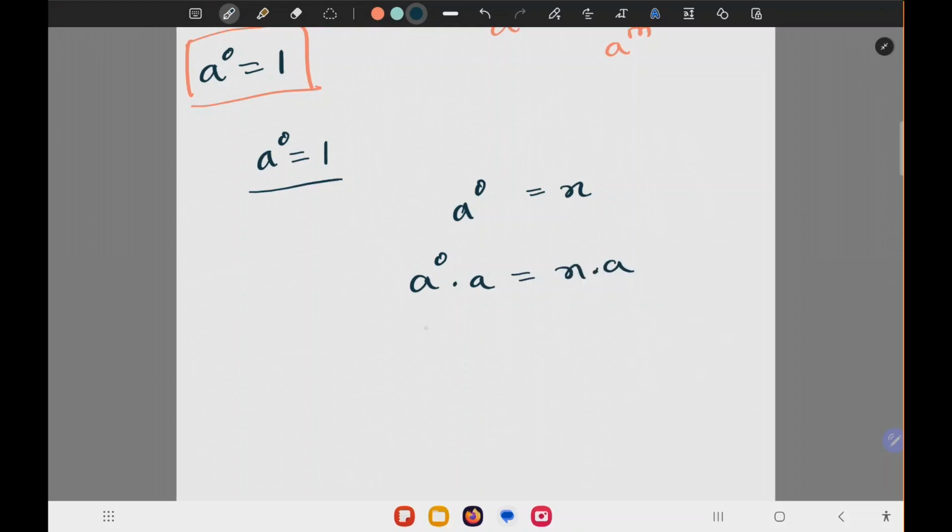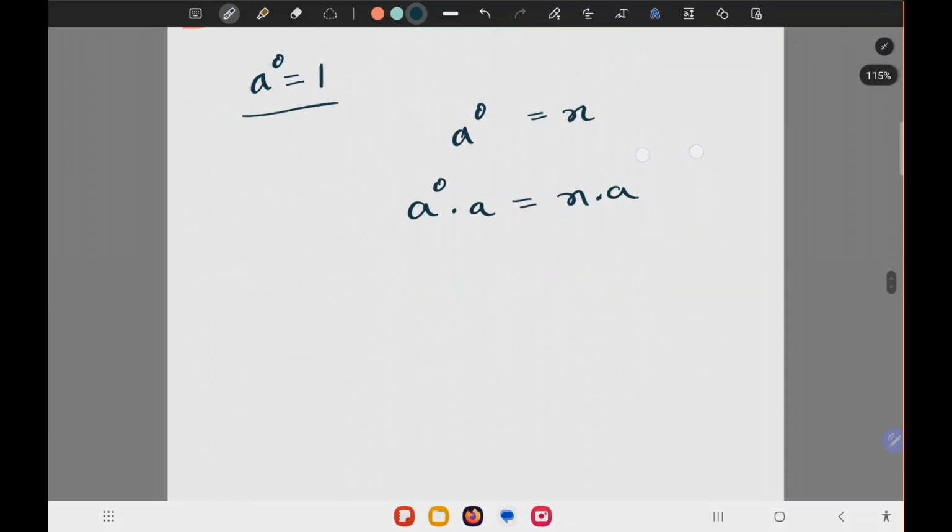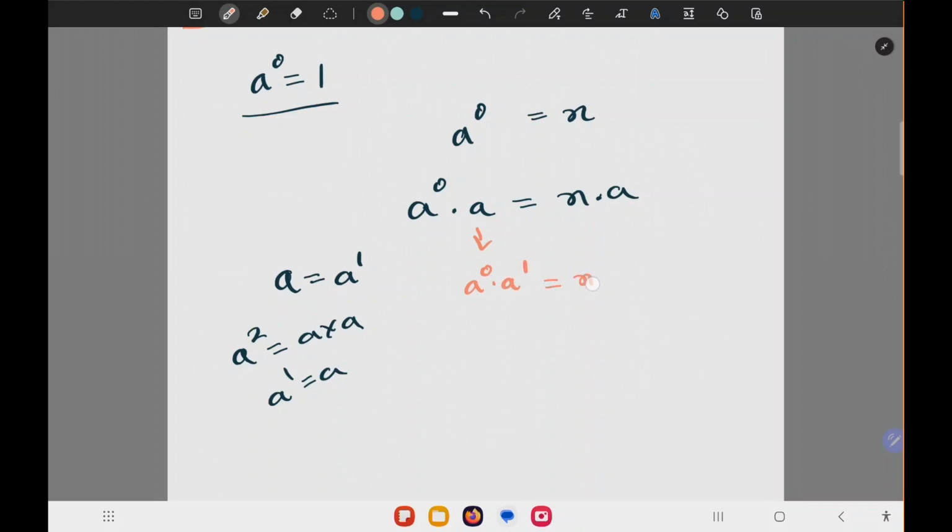Now what is a? We assume a is non-zero first of all, but a is also a to the power 1, right? So let's say a to the power 2 would be a times a, but a to the power 1 would be a. So what we do is we change this a with a to the power 1. So a to the power 0 times a to the power 1 is equal to x times a. Now going back to the first law, what was the first law? a to the power m into a to the power n is equal to a to the power m plus n. That was the first law.